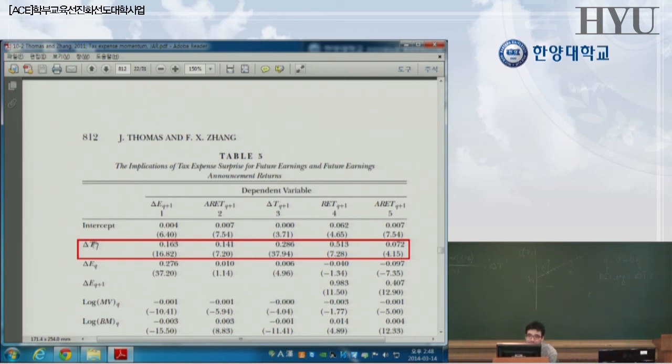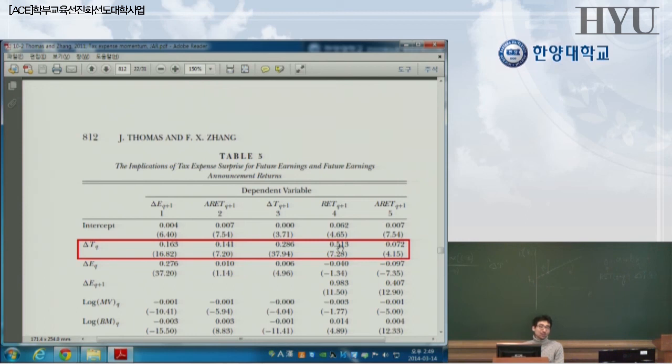현재 텍스 서프라이즈는 미래의 어닝 서프라이즈에 파지티브한 영향을 주고, 1만큼 늘면 미래 어닝 서프라이즈가 0.1만큼 늘어나요. 미래 어닝 발표 때 주식시장의 반응이 0.141만큼 더 커지고, 미래 텍스 서프라이즈가 0.286까지 올라가고, 미래 리턴이 0.5만큼 증가하는데, 여기서 미래의 어닝 서프라이즈까지 컨트롤하고 나서도 남는 부분이 있다는 거예요. 맨 마지막 부분도 마찬가지예요. 미래 어닝 서프라이즈를 컨트롤하고 나서도 남는 추가적인 부분이 있다는 거예요.